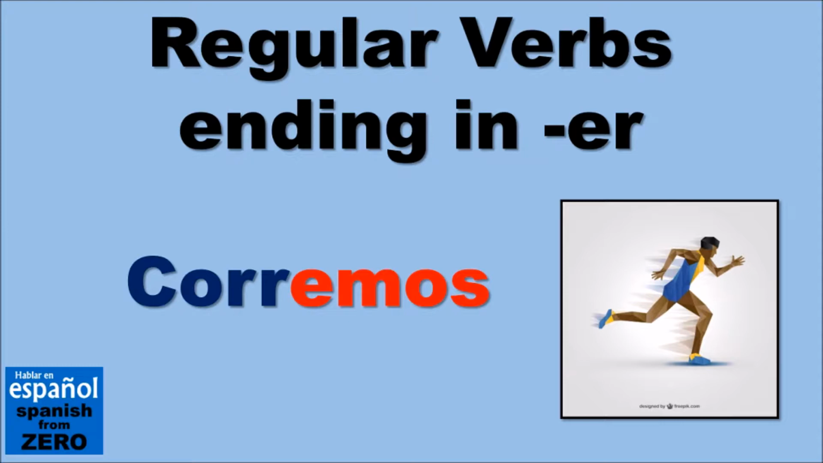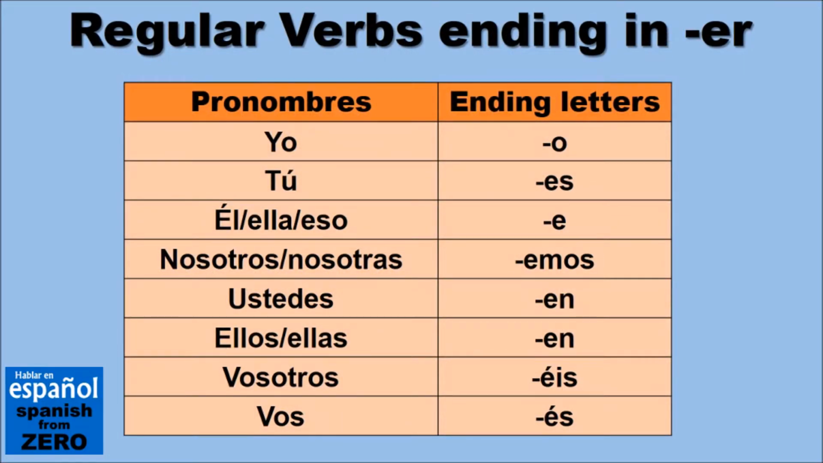Nosotros corremos. Okay, here you can see a chart explaining the way that we conjugate the verbs, how the ending letters of the verb change depending on the pronoun, the pronombre, that we are using.